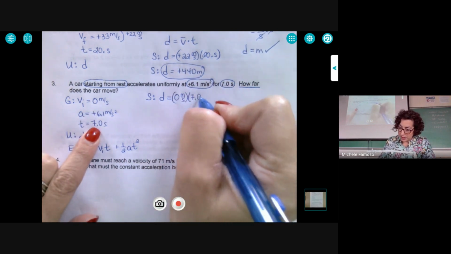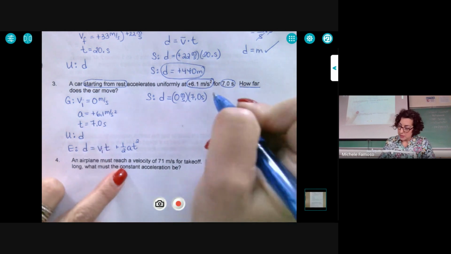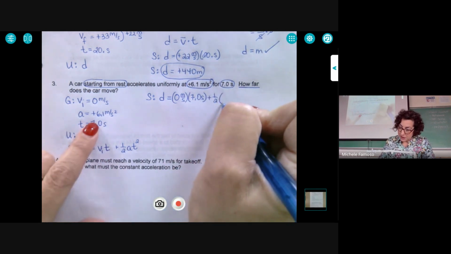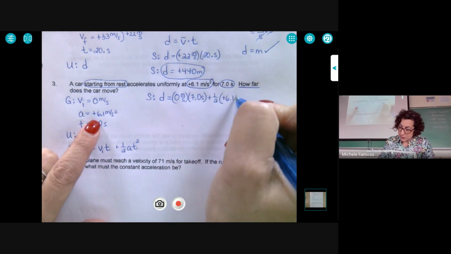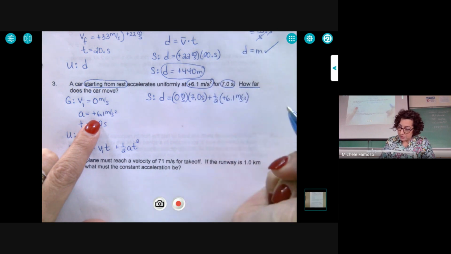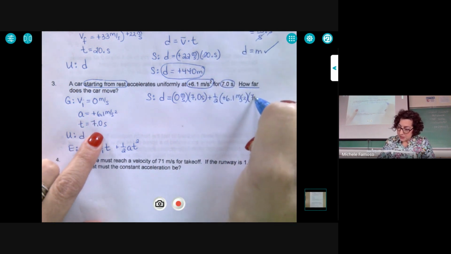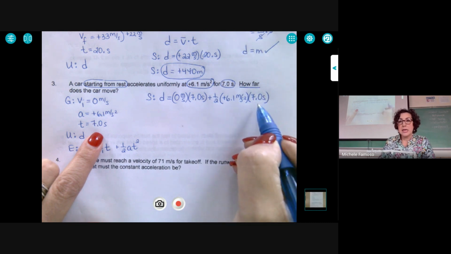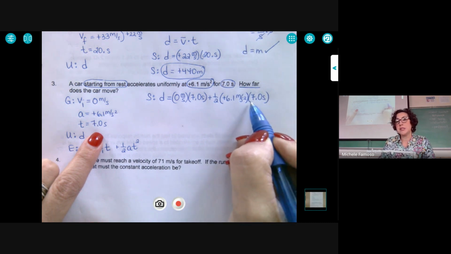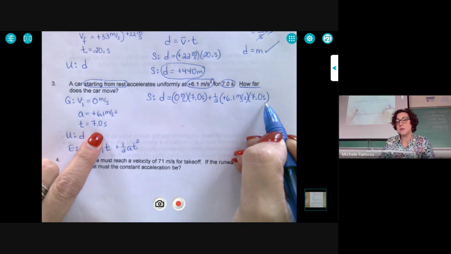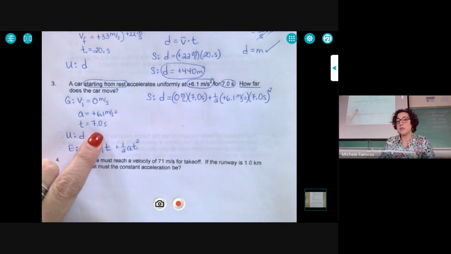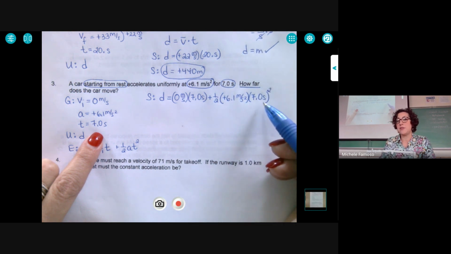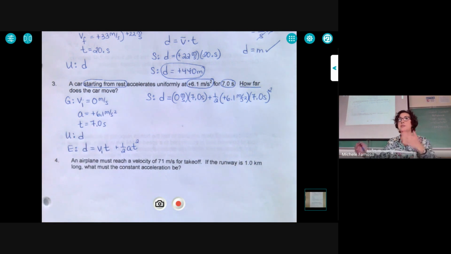So you can go right to your substitution with units, where VI is 0 meters per second times 7.0 seconds plus 1/2 of positive 6.1 meters per second squared times 7.0 seconds. Now make sure that 7.0 seconds is surrounded with parentheses and then put your square outside of it. Otherwise, if you just write 7.0 seconds squared without the parentheses, you're only squaring the unit and not the number 7.